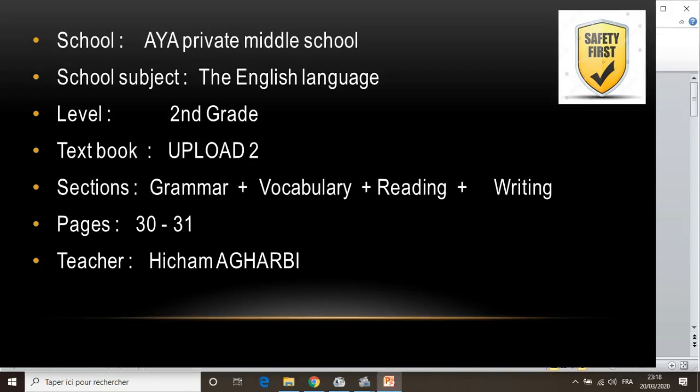So here is your lesson. My advice to you is to stay home, listen to your parents, and respect their instructions to keep safe. I miss you so much, and I hope to see you very soon, all together to fight against the coronavirus.